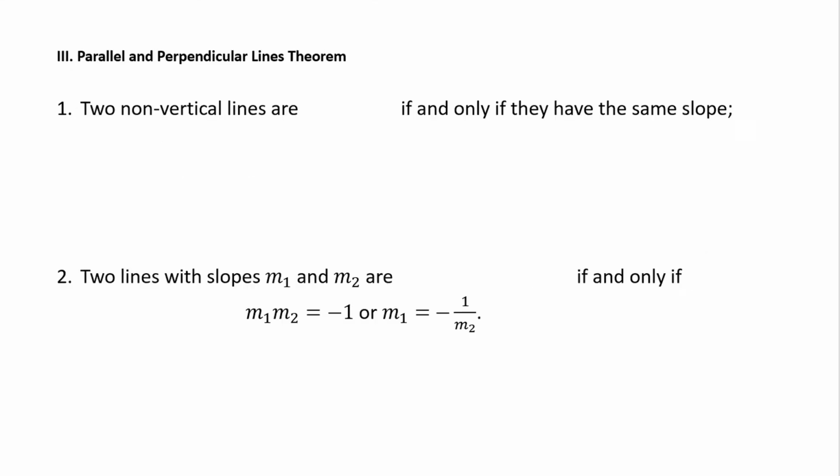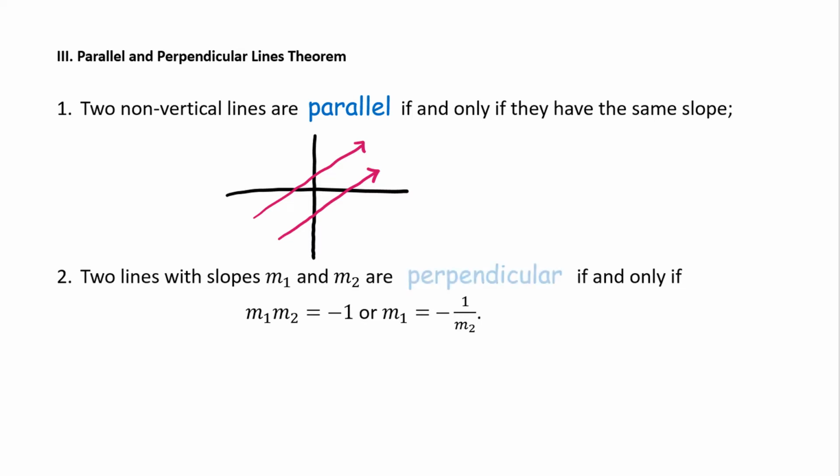Roman numeral 3, parallel and perpendicular lines theorem. 1. 2 non-vertical lines are parallel if and only if they have the same slope. 2. 2 lines with slopes m sub 1 and m sub 2 are perpendicular if and only if the product of m sub 1 times m sub 2 equals -1, or solving for m sub 1, m sub 1 equals the negative of 1 divided by m sub 2. Let's note that perpendicular lines meet at a right angle.